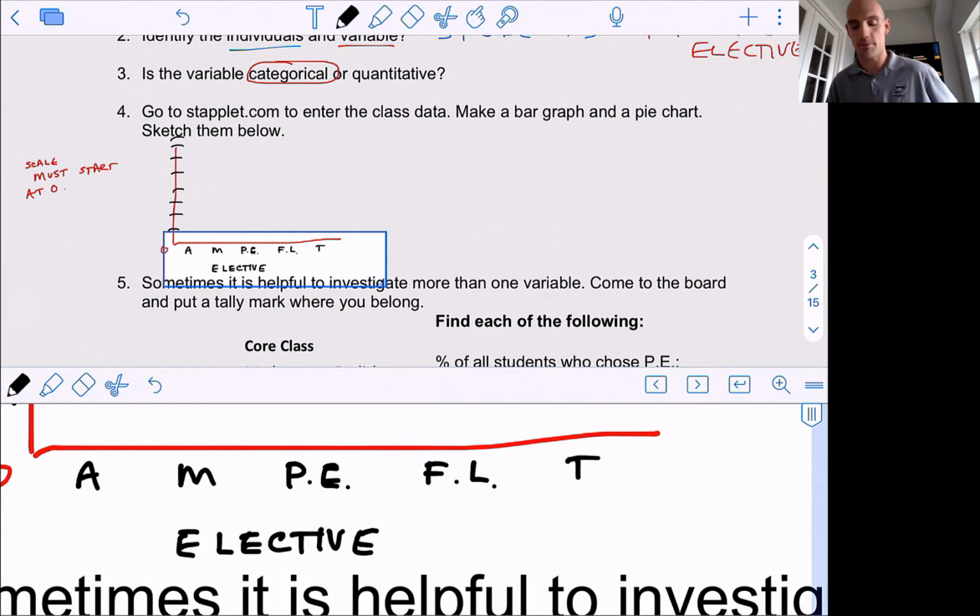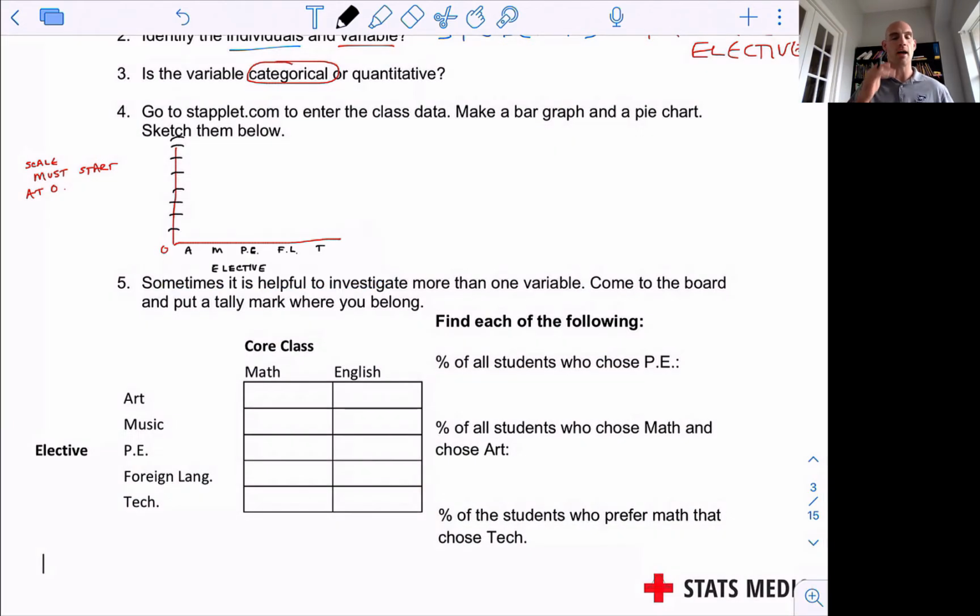As I'm making this chart, something that's really important to remember is that I've got to have a very representative scale, and I want to be able to easily compare the categories of this data by looking at the height of the bars. For me, art had 6, so 1, 2, 3, 4, 5, 6. There's art. Music had 9, so it's up here. PE had 7. Foreign language had 4. And technology had 4. Okay, so that's a way to create a bar graph. Notice the bars are not connected.